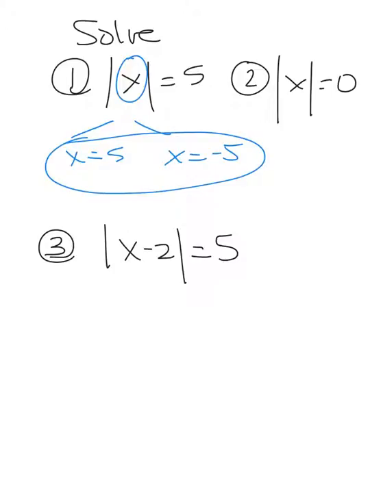And number 2, slightly different. This is the only one that has only one answer. Because 0 is not positive or negative, I can only have x is equal to 0. That's the only value for x in number 2 that will make that a true statement.